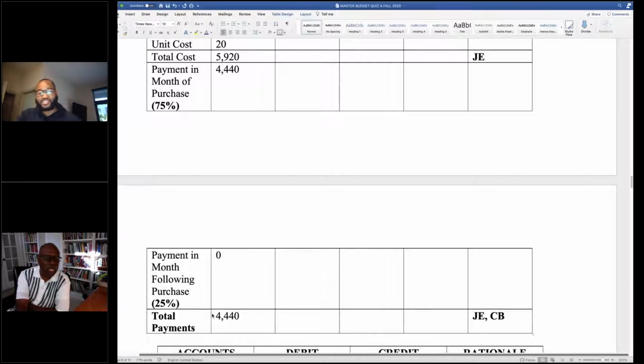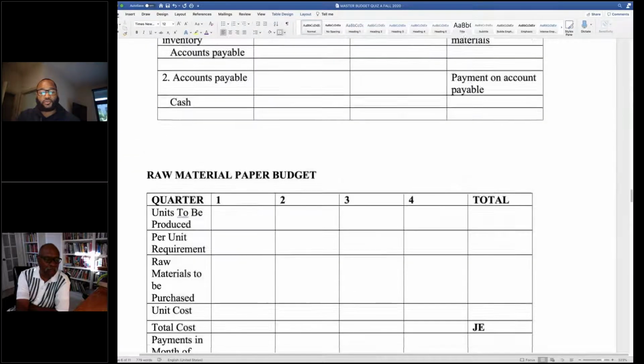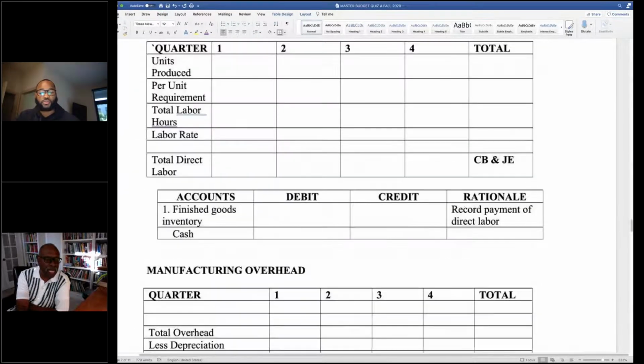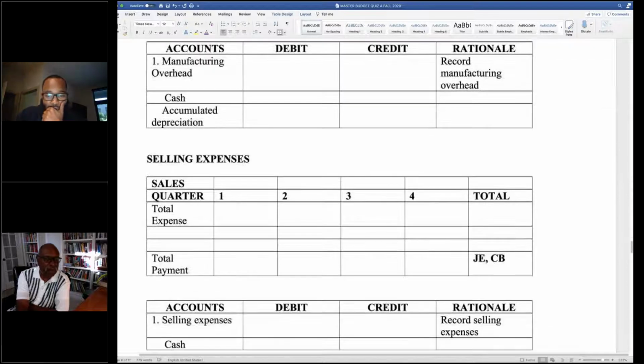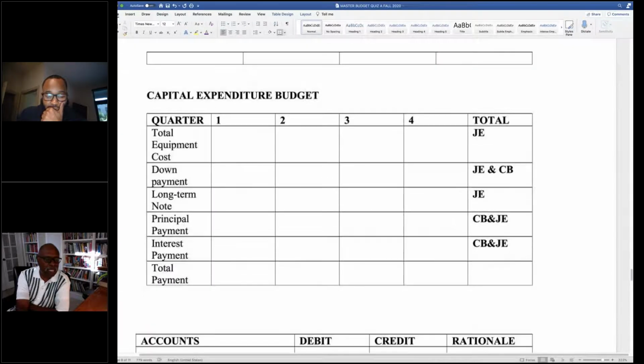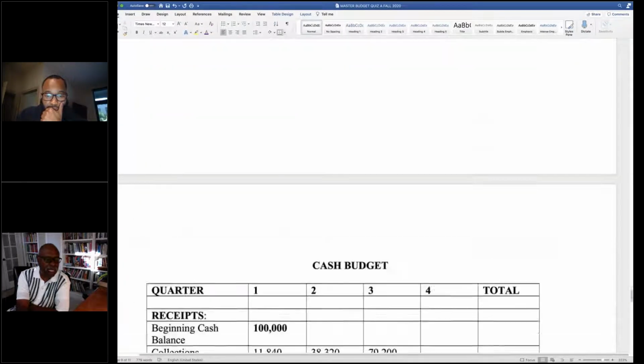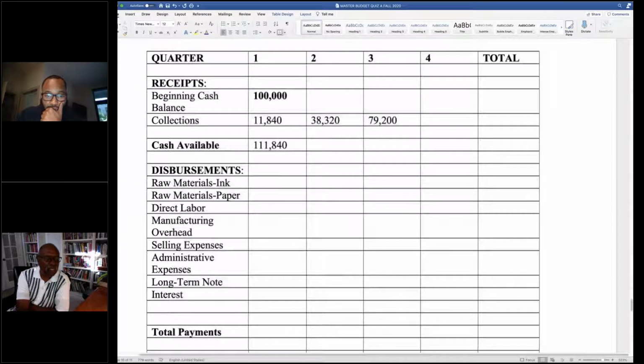Okay. Then Angela, we're gonna take the 4,440, and we're gonna come down here to the cash budget, and that's the first payment we're gonna make for the ink. Right here, now we got the receipts. Now we're putting in the disbursement. 4,440.